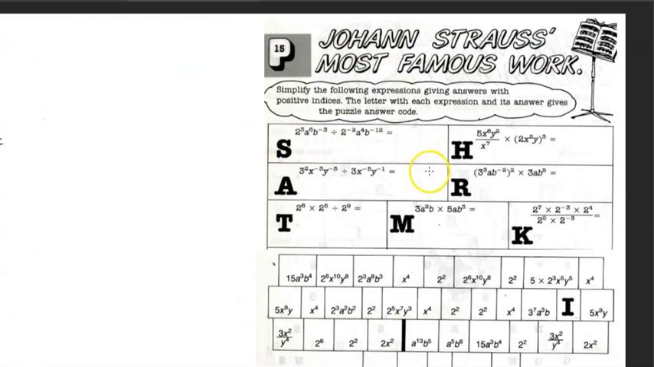The other worksheet was Johann Strauss' most famous work. Now this one is a little bit more complicated than the other one because we've got multiple terms given within the questions, some numerical, some as variables. But again, the process is still exactly the same. We've just got to make sure that we don't get our negative signs mixed up.